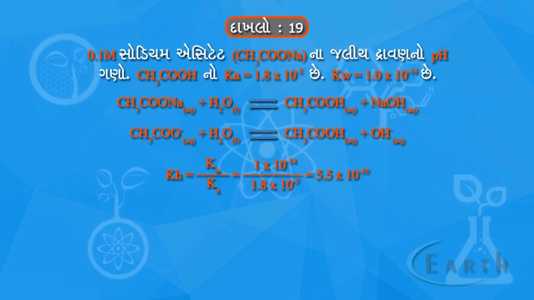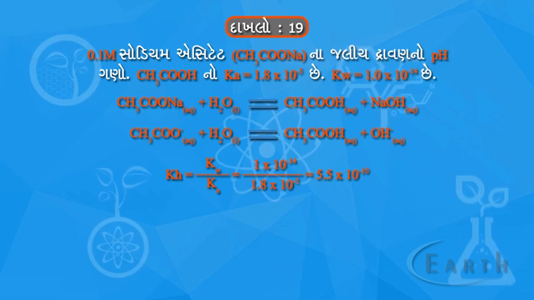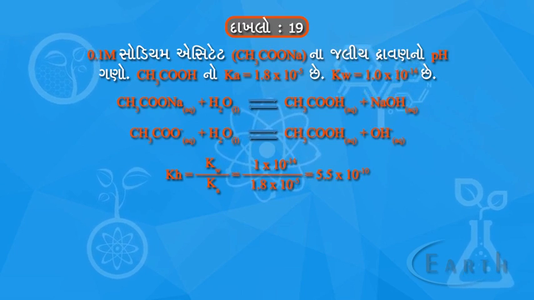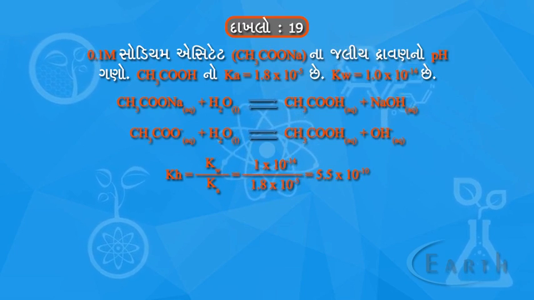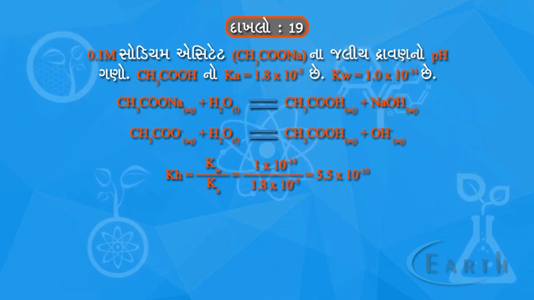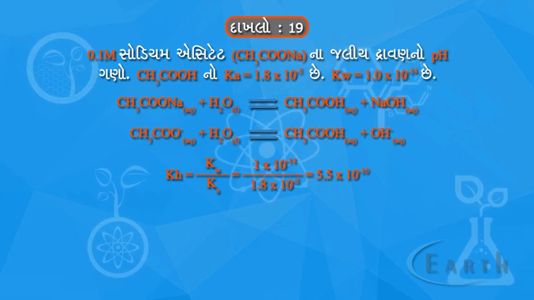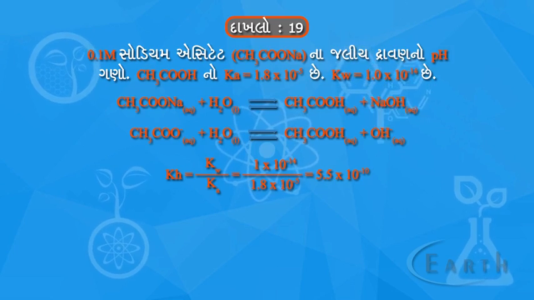Kh = Kw / Ka = 1 × 10^-14 / 1.8 × 10^-5 = 5.5 × 10^-10.